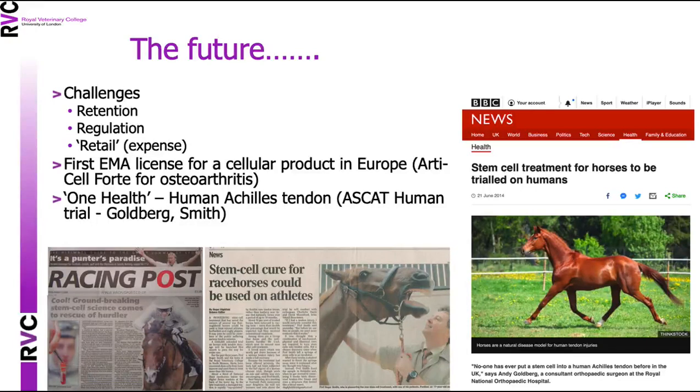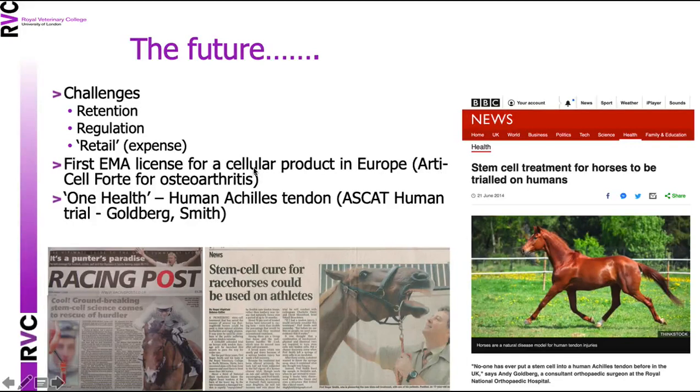However, there has been an allogeneic cell line, in other words, one that's developed in a different horse for treatment in an injured horse, that's received a European license for marketing of this cellular product, the first one, for osteoarthritis, and not for tendon and ligament injuries, but for the treatment of joint disease. And that's now marketed as Articell Forte from Boehringer. So these products are now starting to become more widely available and more affordable.